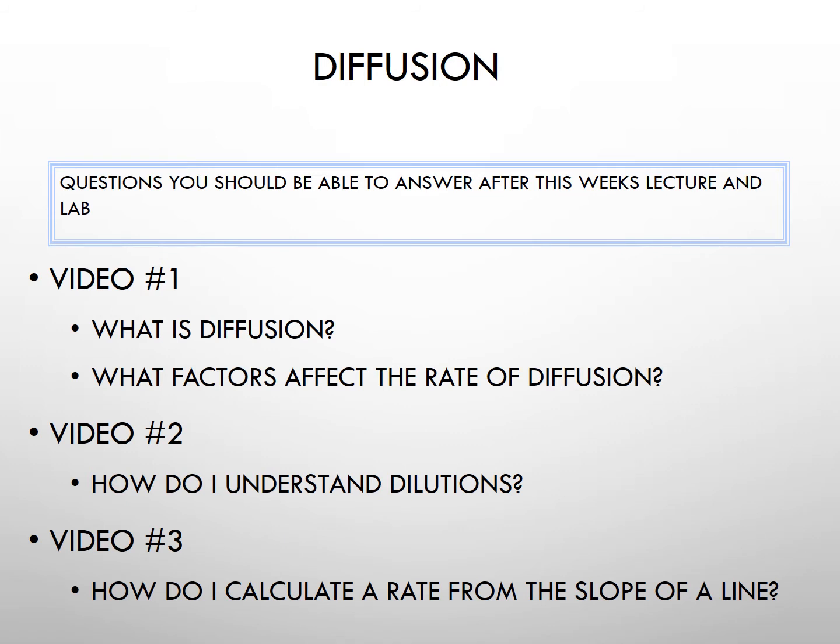The concept that we're going to be focusing on this week is diffusion, which is critically important in biological systems. And after this week's lab and pre-labs, you should be able to answer the following questions to help you understand the material in the lab. Video 1 that you're currently watching is going to help you answer the question, what is diffusion, and what sort of environmental factors or cellular factors can affect the rate of diffusion.